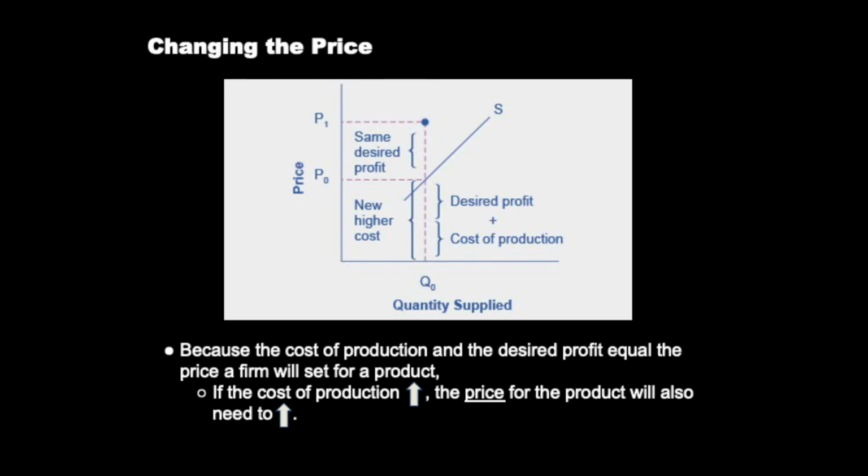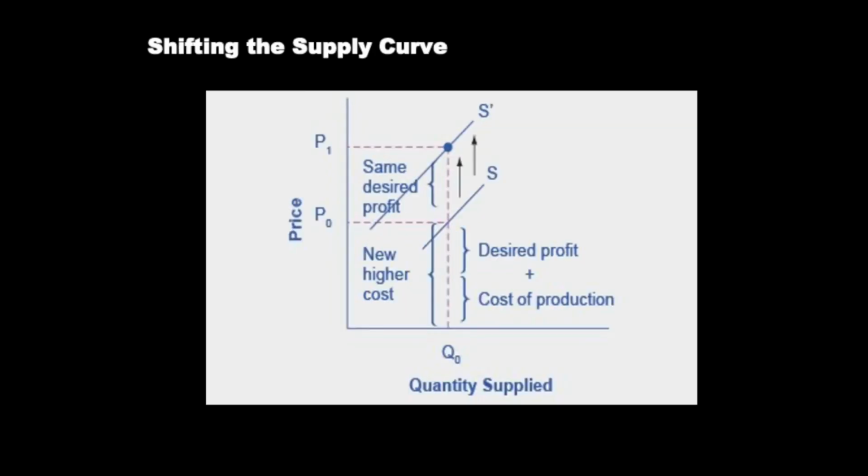Changing the price. Since the cost of production and the desired profit equal the price a firm will set for a product, if the cost of production increases, the price of the product will also need to increase. Shifting the supply curve. When the cost of production increases, the supply curve shifts up to a new price level.